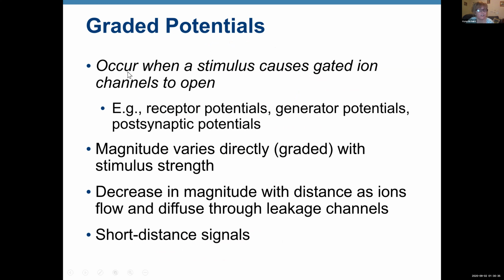So it's what it says over here. Graded potential occurs when a stimulus causes a gated ion channel to open. It's not always sodium, but in most cases, it's sodium. Graded potential can be receptor potential, generator potential, postsynaptic potential. Don't worry about it right now, it will be explained later. But we have different types of graded potential. Now, the magnitude of this graded potential is directly proportional to the stimulus strength.